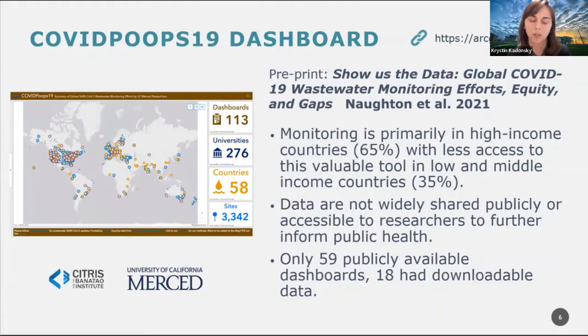In addition, just from the dashboards that I've reviewed, not all of them have data that's available to be downloaded and used for research. And you can also read more about this in the Shows to Data preprint.